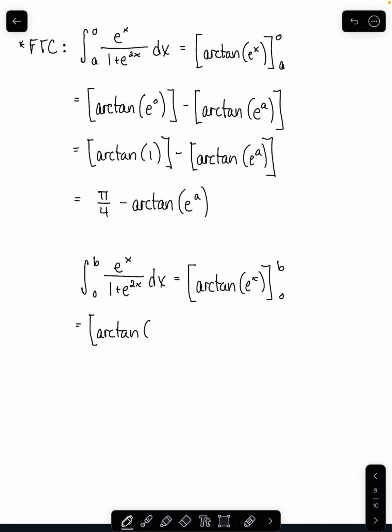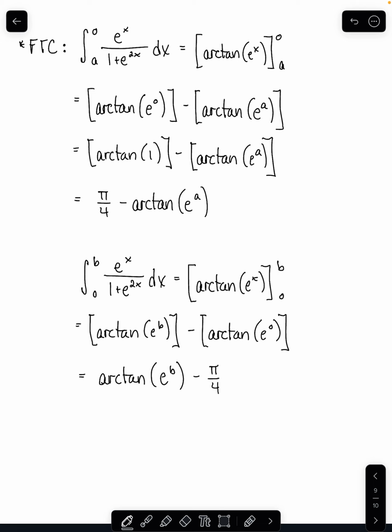So we will have the arctangent of e to the b minus the arctangent of e to the 0, which, taking from earlier, the arctangent of e to the 0 is pi over 4. This actually cleans up rather nicely when we go to do our limits, which is our final phase.